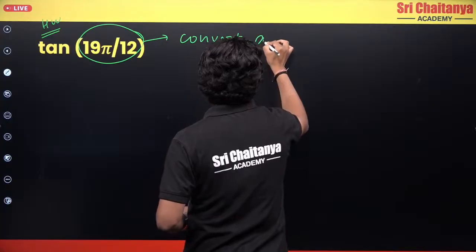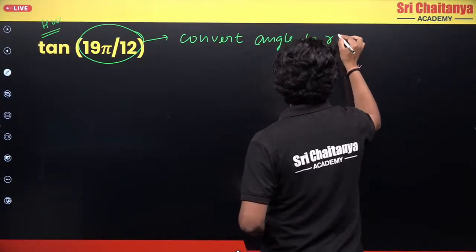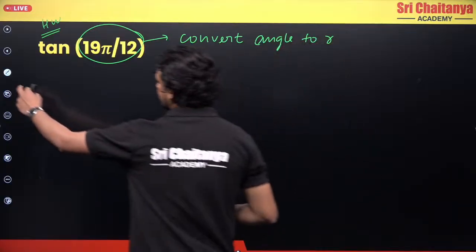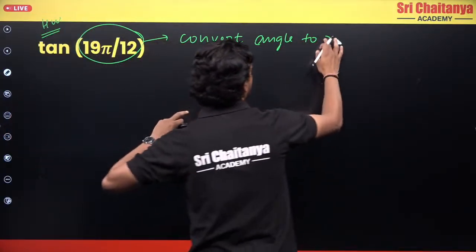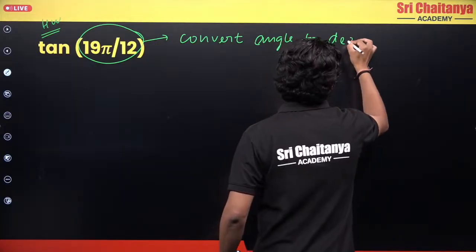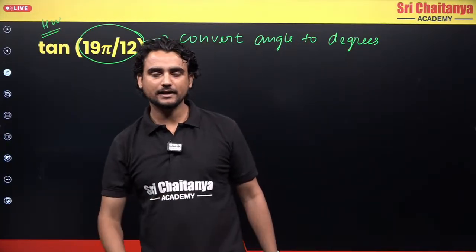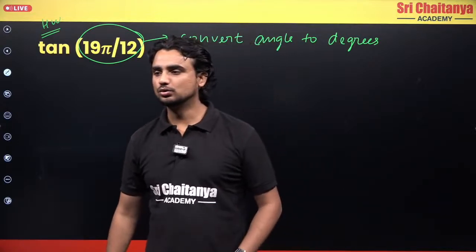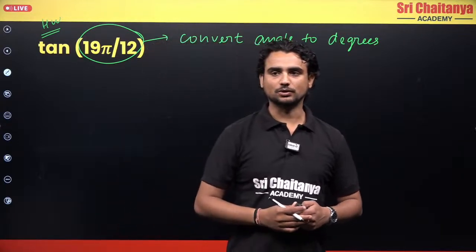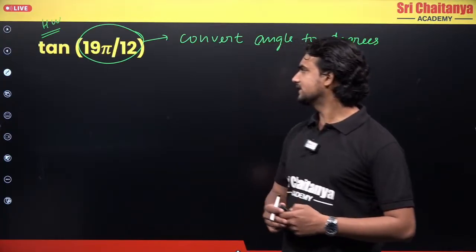this angle to degrees first, sorry. It is already in radians. You will first try to convert this into degrees, so it becomes easy for you. Try to convert this into degrees, and then you will be easily able to follow the method which I just taught you. Clear? So with this we end the session here.